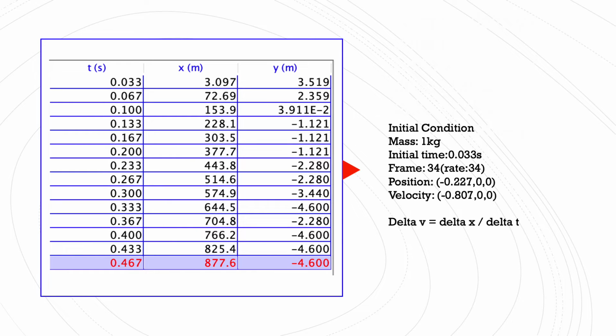According to the data table by Tracker, the initial condition is down below. So the initial time is at 0.033 seconds and the initial position is negative 0.22700, and I used the equation delta v equals delta x over delta t to calculate the velocity, and the result is down below in the chart.